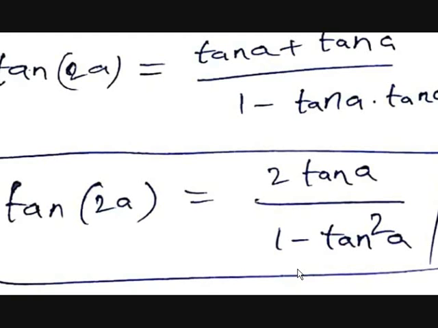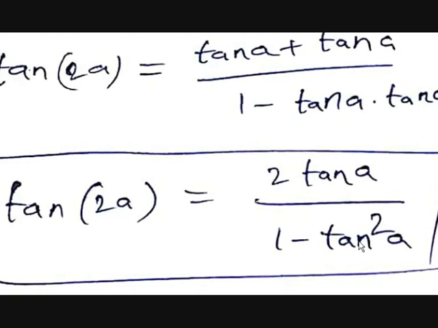Tan 2a. As you can see, this is how to derive the formula for tan 2a. It is a very simple one. Tan 2a means tan(a plus a). Substitute a in place of b also. It becomes tan a plus tan a by 1 minus tan a into tan a. Tan a into tan a means tan square a. Tan a plus tan a means it is 2 tan a. So tan 2a is nothing but 2 tan a by 1 minus tan square a.